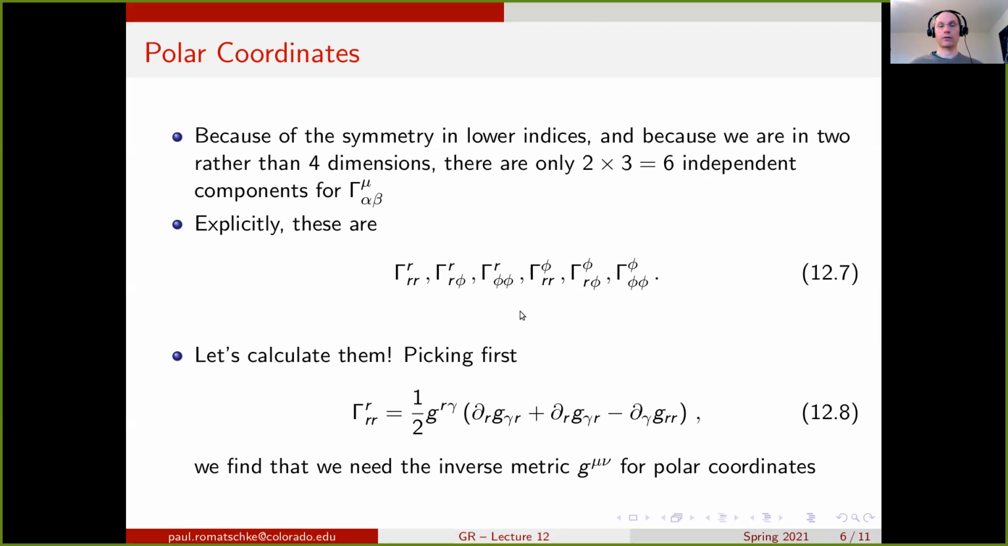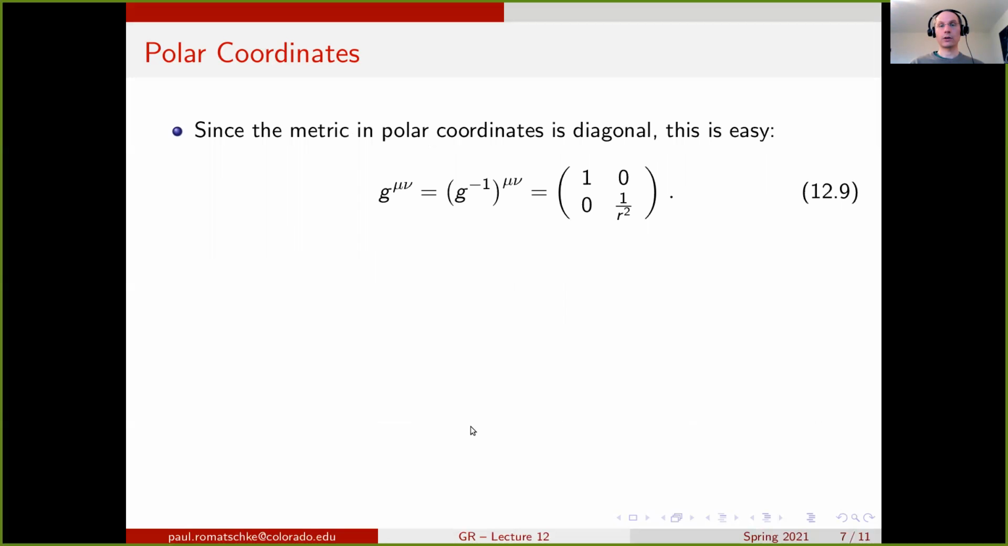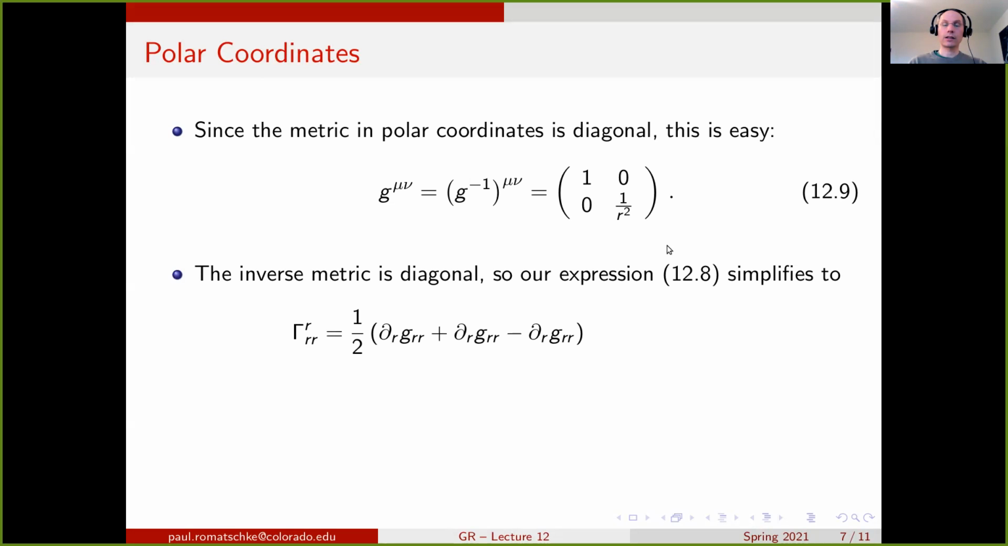Using the definition of the Christoffel symbols that we have found in the last lecture, we can write down an expression that involves the metric, the derivatives of the metric, and the inverse metric, so basically the metric with upstairs indices in polar coordinates. So let's look at the inverse metric first. Since the metric in polar coordinates is diagonal, writing down the inverse of the metric is easy. G mu nu with upstairs indices is just the inverse of the metric, and the inverse of the diagonal metric is just 1 over the diagonal entries in the matrix. So the inverse metric has a 1 over r squared instead of an r squared in the lower right component. So the inverse metric is also diagonal.